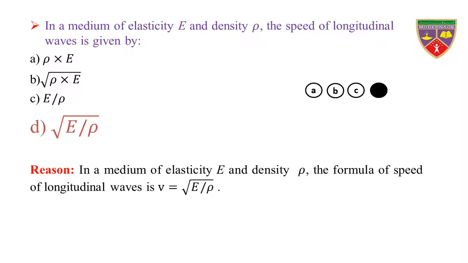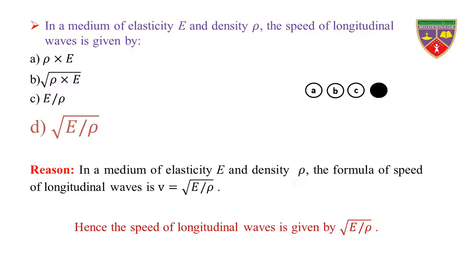Reason. In a medium of elasticity E and density rho, the formula for the speed of longitudinal waves is V is equal to square root of E divided by rho. Hence, the speed of longitudinal waves is given by square root of E divided by rho.